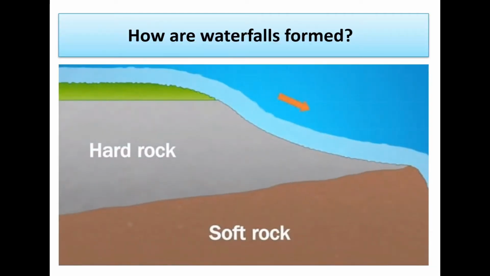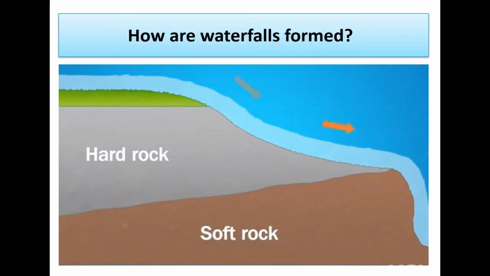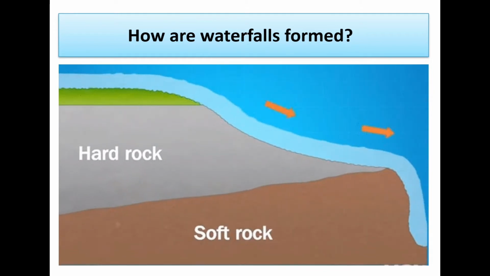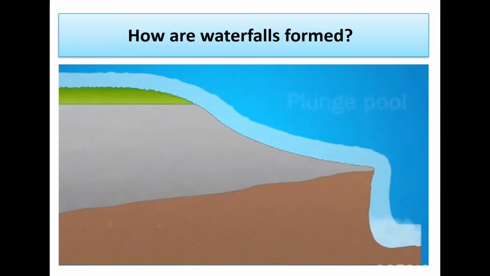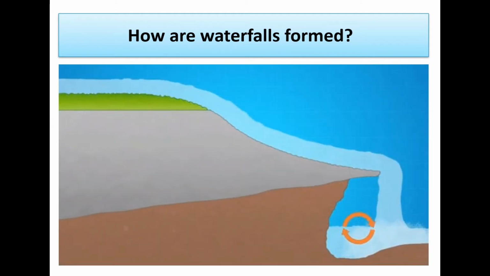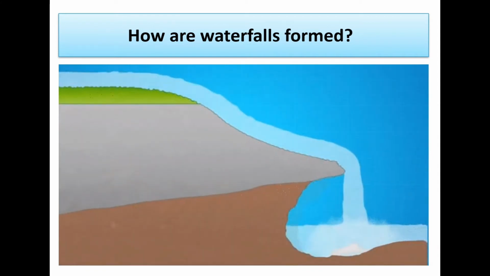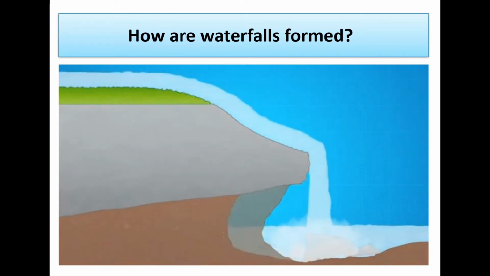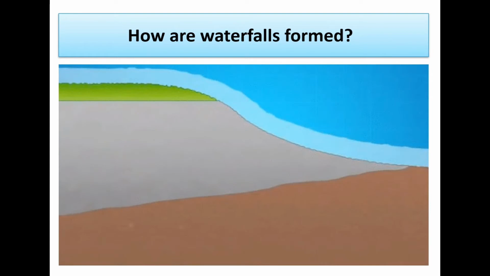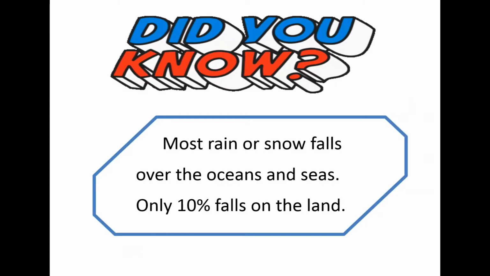How are waterfalls formed? A river often has waterfalls near its source. A waterfall is formed when there is a section of hard rock followed by a section of soft rock along the riverbed. The soft rock wears away faster than the hard rock, forming a step in the riverbed. The step forms the waterfall.